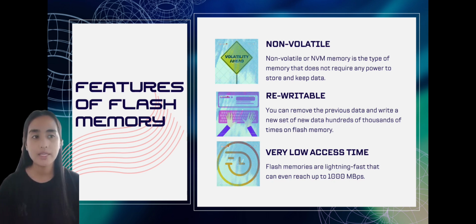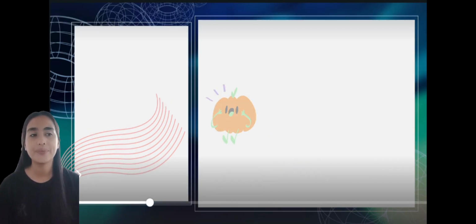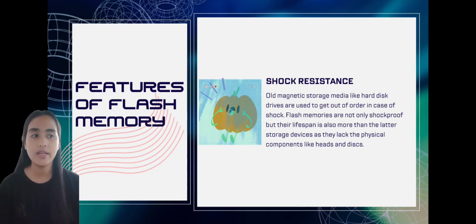The fourth one is shock resistance. Old magnetic storage media like hard disk drives used to get out of order in case of shock. Flash memories are not only shock-proof, but their lifespan is also longer than the latter storage devices, as they lack physical components like heads and disks.